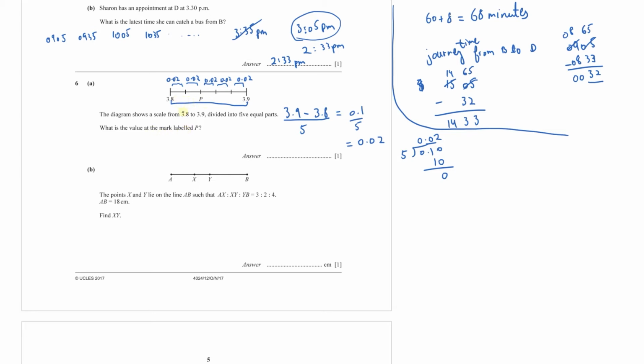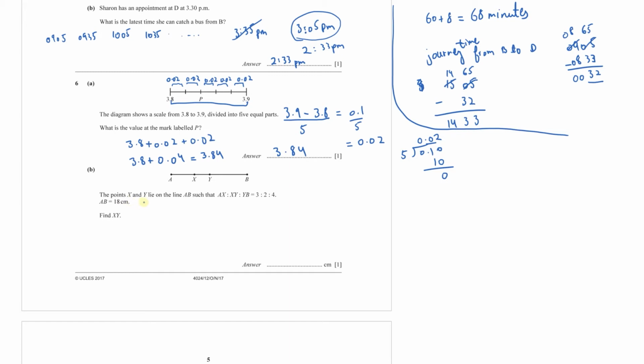So we have to find the value of the mark labeled P. So this is 3.8 plus 0.02 plus another 0.02. 0.02 plus 0.02 is 0.04. So 3.8 plus 0.04 is equal to 3.84. So your answer here is 3.84.